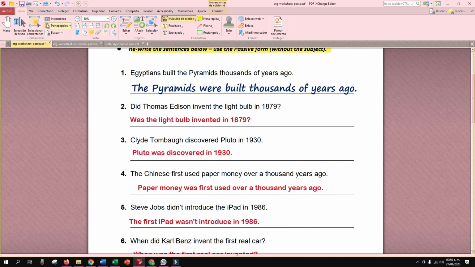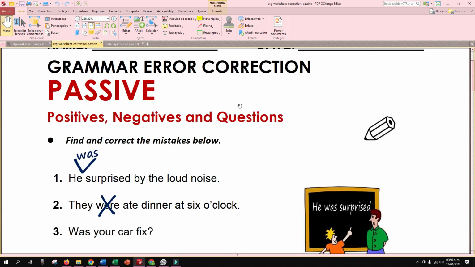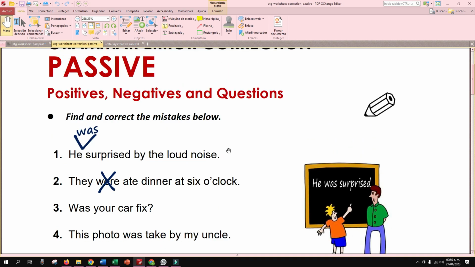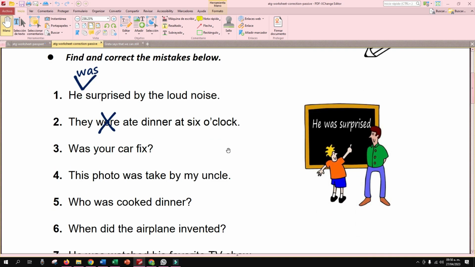So let's do the last one. This could be positives, negatives, and questions. Find the incorrect ones and fix the mistakes below. For example, he was surprised by the loud noise. You just need was here, right? They ate the dinner at 6 o'clock. Sometimes we cannot have a passive voice sentence, but you should have an active one, right? So maybe you can fix them or just choose if they are passive or active, right?